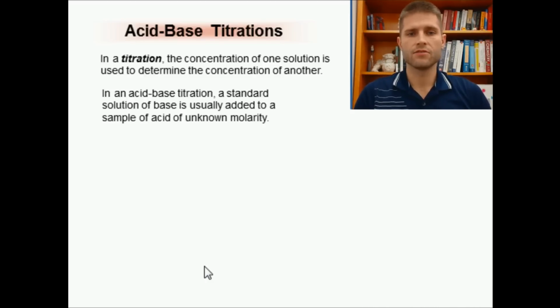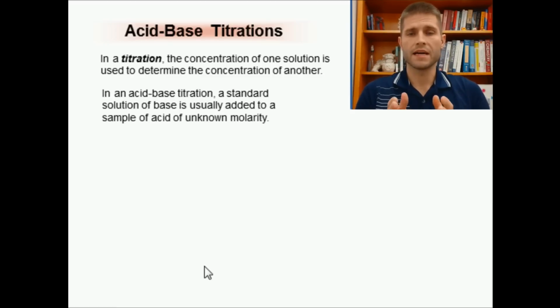So the standard solution of base is added slowly to a known volume of the acid. Now, in the acid we're going to put a type of indicator. There are lots and lots of types of indicators that are available to chemists. For acid-base titration, generally chemists will use phenolphthalein. If you were in class last Thursday, you saw what phenolphthalein does. You've probably seen it in lab.